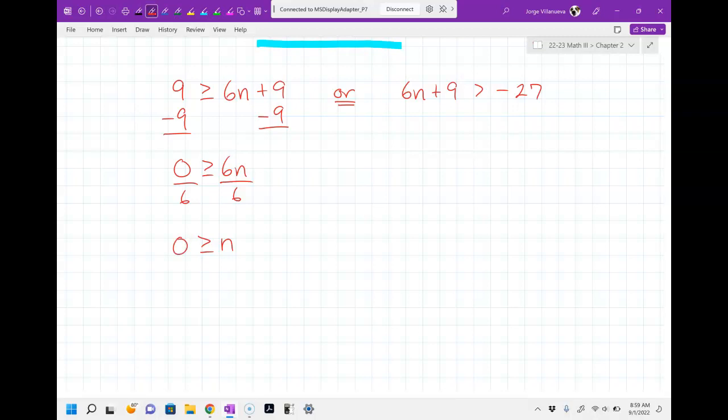If you don't like the way that looks, just flip it around, right? So we can just flip it around. That's n, a 0. And since the inequality is pointing at the n, let me make sure it continues to point at the n. All right, so there you go. Here's the first answer. Now for the other one, I'll subtract 9.